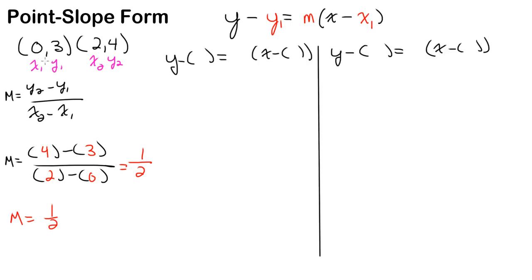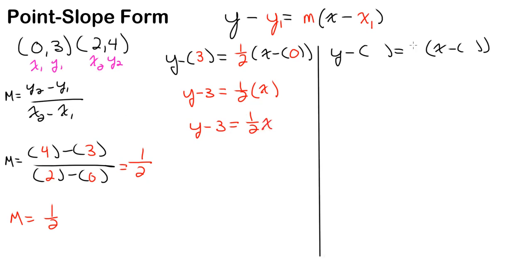Once again, we have 2 points, so we have 2 possible equations. So we're going to plug in our information. So our slope is 1/2. For the first point, our y value is 3, and our x value is 0. And we simplify here. Y minus 3 equals half times, well, x minus 0 is just x, right? So I could actually write this without the parentheses. So I can write y minus 3 equals half x.